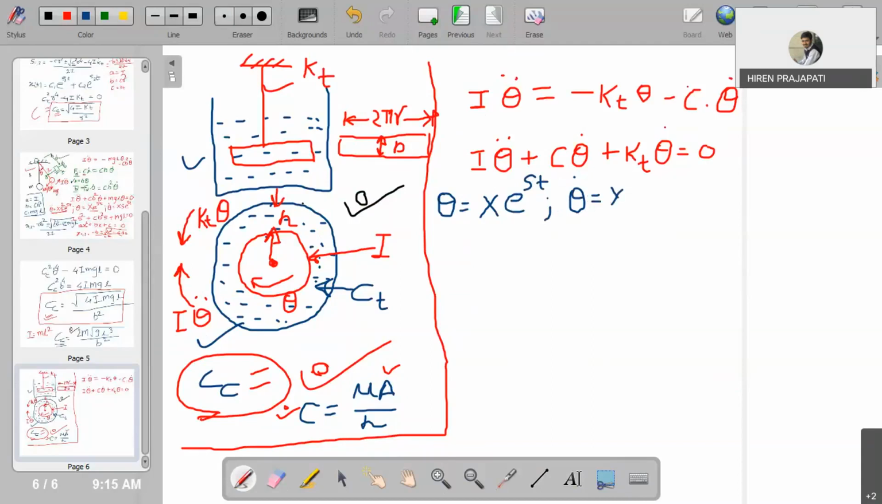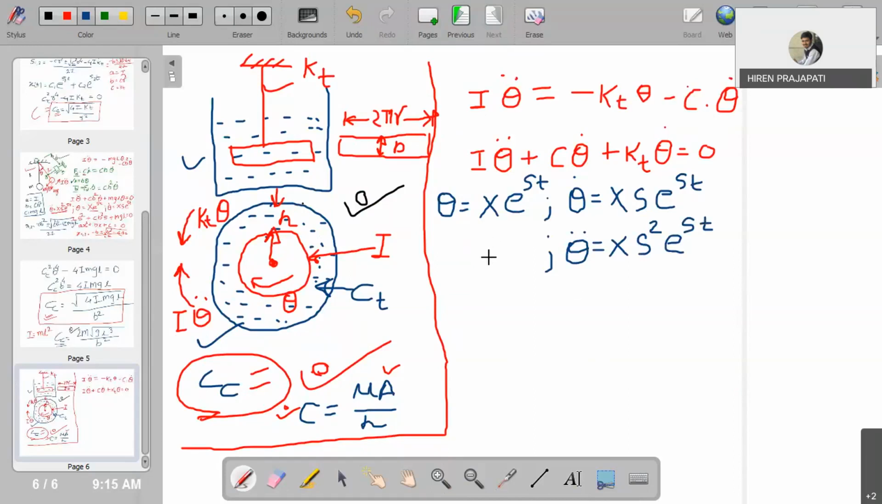Then we will get x s e to the power st, right? And we also want theta double dot. So acceleration is again differentiation of this velocity theta dot. Then theta double dot is equal to a constant, as it is, s square e to the power st, right?